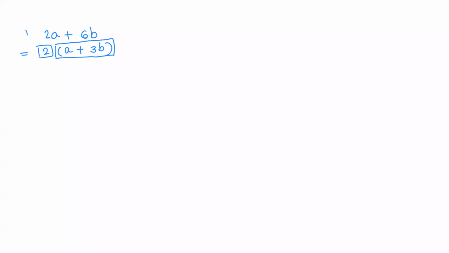Chalo, let us try a few more simple ones. So here's the second one. We have 6a square minus 3ax. We got to factorize this.